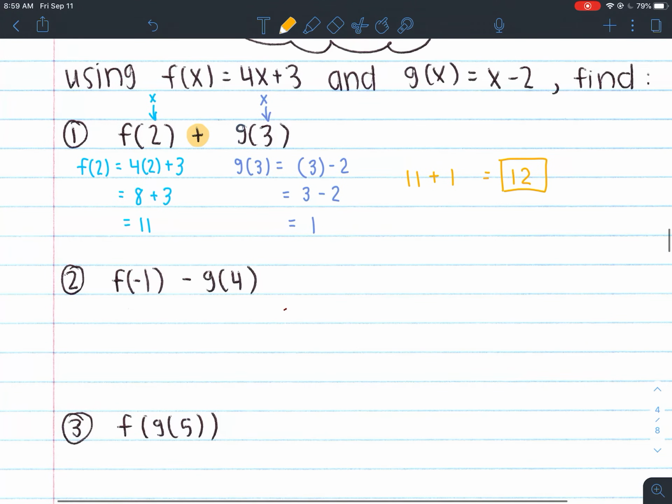Okay, now going on to number 2, we have f of negative 1 minus g of 4.